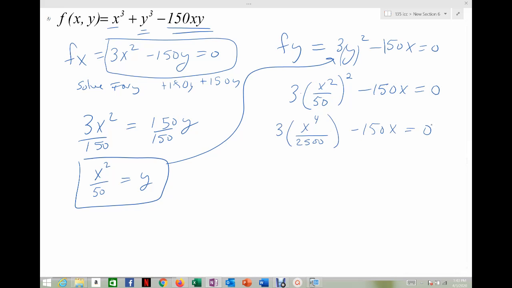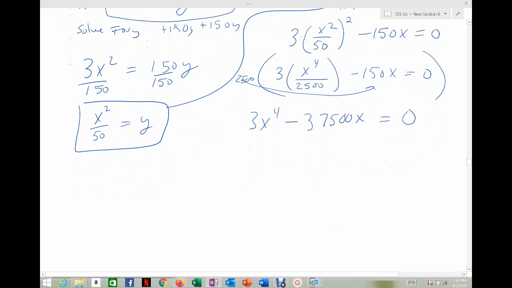I'm going to multiply through by the 2500 to get rid of it. I'm going to get rid of the fraction. So I'm going to take the whole thing, everything in here, and multiply it by 2500. That gets rid of my fraction. Remember, everything gets multiplied by it. So when I multiply here, it'll cancel that out. So I'm just going to be left with 3x to the 4th. Take 2500, multiply it by my 150. That's going to come out 375,000 times x.